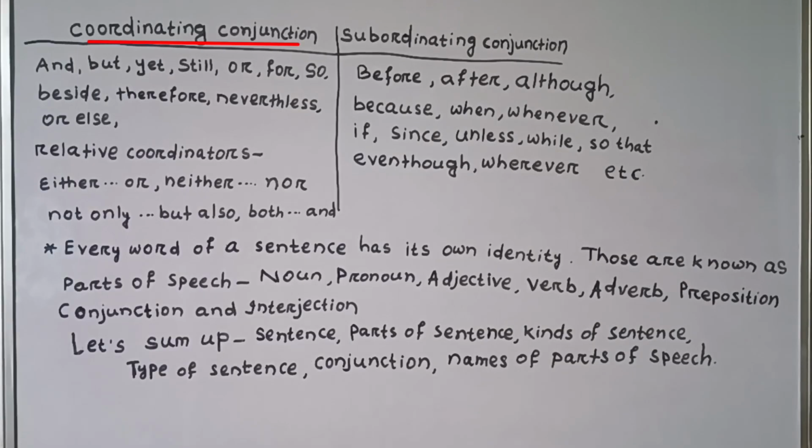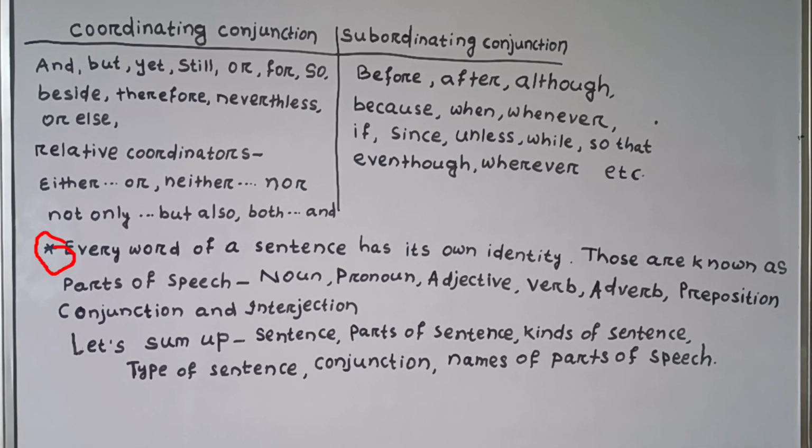Coordinating conjunctions are used to make compound sentences. Those are and, but, yet, still, or, for, so, besides, therefore, nevertheless, or else. Some relative coordinators: either or, neither nor, not only but also, both and. Subordinating conjunctions will help you to identify complex sentences: before, after, although, because, when, whenever, if, since, unless, while, so that, even though, wherever, etc.